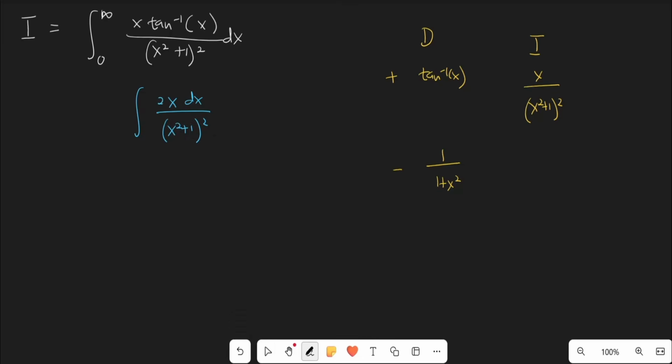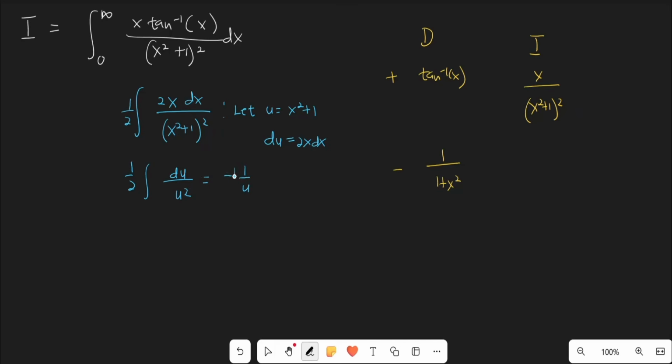So I'm going to multiply this one by 2 and then divide the integral by 2, right? And then do a u sub. I'm going to let u be equal to the denominator, that is x squared plus 1. So du is going to be 2x dx. So I have to replace 2x dx with du on top here, divided by u squared. And now integrating 1 over u squared is negative 1 over u.